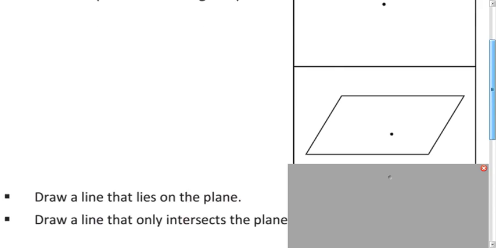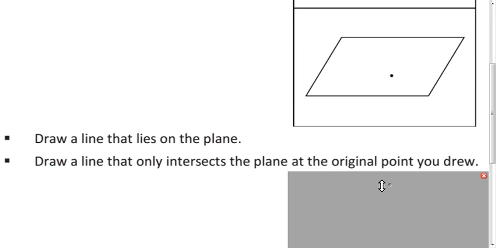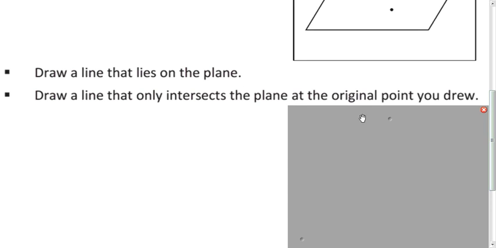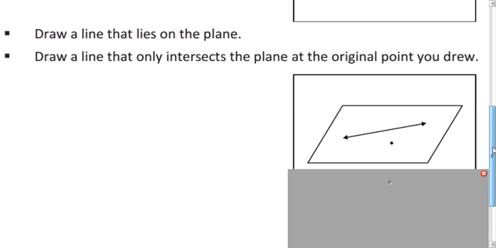I'd like you to add to your picture. I'd like you to draw a line that lies on the plane, and a line that only intersects it at that point that you drew. For the line that lies on the plane, I just drew it in the middle of the plane, all solid color, not a dashed line or anything.